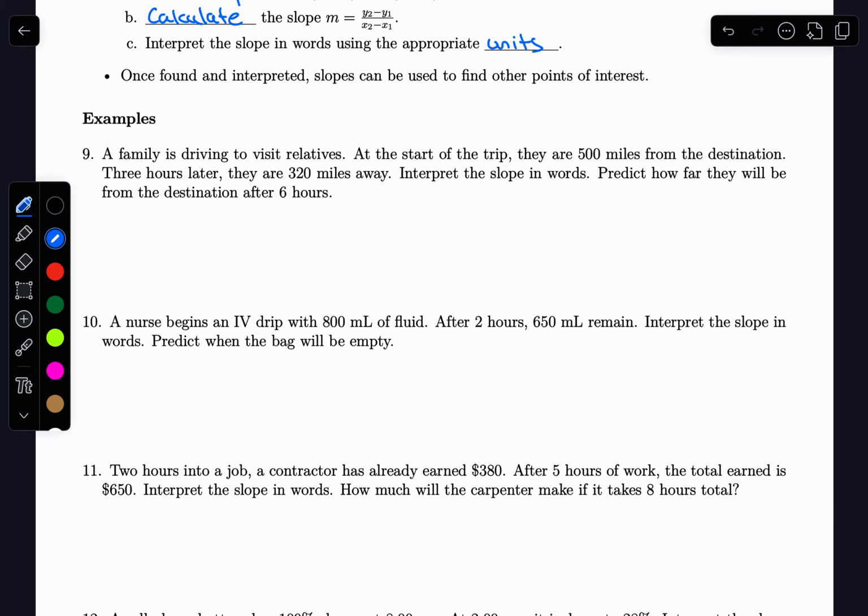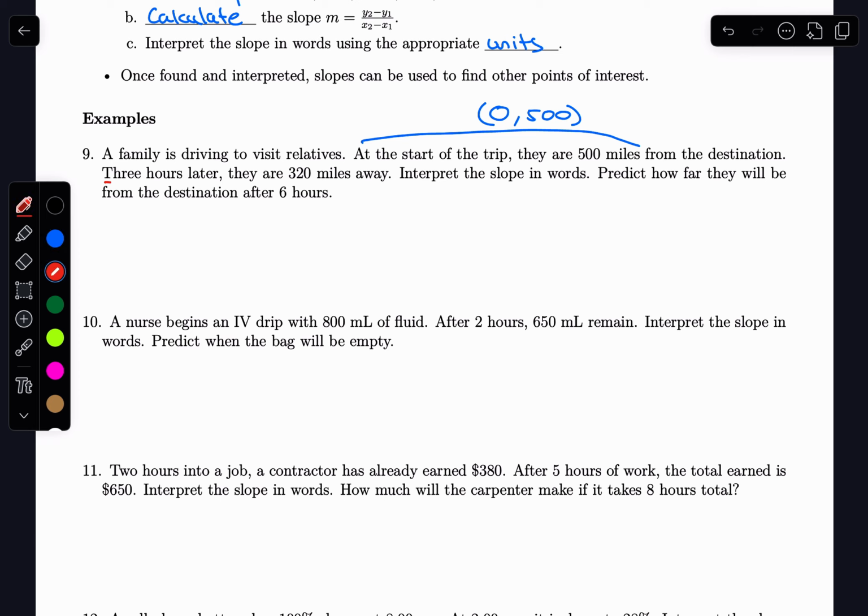We have that at the start of the trip, they are 500 miles away. Okay, whenever it says you're at the start of something, we're going to use that as our x value. Since later on it says hours, we're going to use x as hours. So at the start, it's been 0 hours. And then we're going to use the miles as our y value. It's going to be our distance from where we're going. So I'm going to set 500 as my y value that corresponds with 0 hours. So that point right there, (0, 500), means after 0 hours, they are 500 miles from the destination.